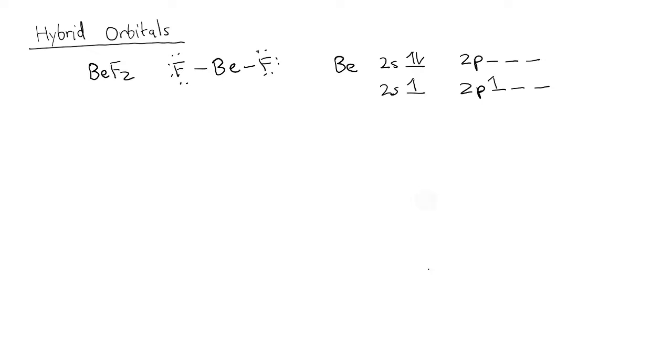Now if we take a look at fluorine, we have a 2s, we have a 2p, 2, 3. So this is what the configuration for fluorine looks like. And you can see fluorine has 1 unpaired electron available for bonding. That's why you typically only see fluorine bonded to one thing, because there's only 1 unpaired electron. So now let's look at beryllium one more time.